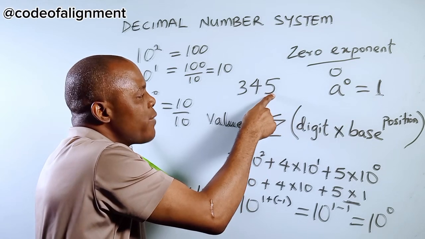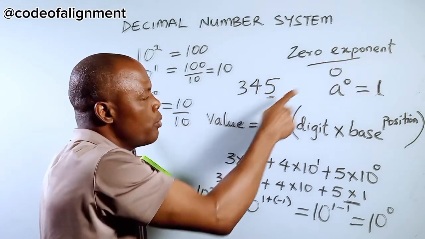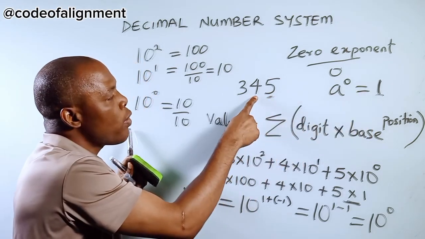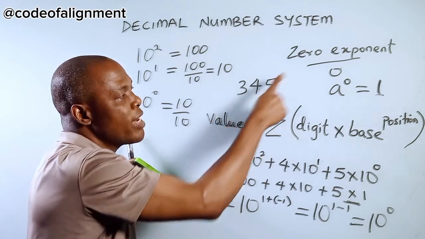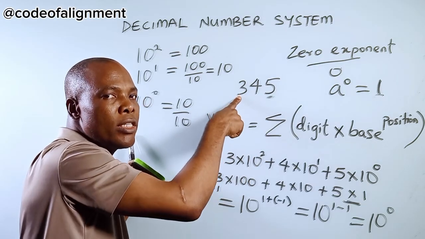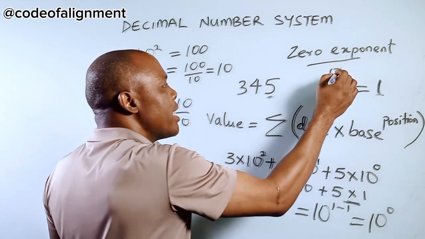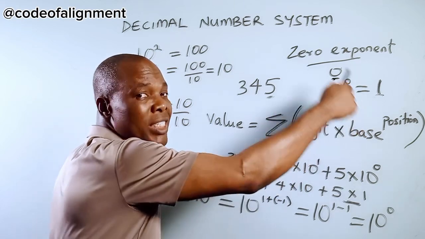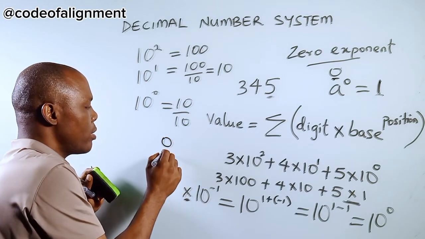So it means that this 5 is 5 units of the reference point, which means 5 units of 1. This 4 is 40 units of the reference point, while this 3 is 300 units of the reference point. So if we did not discover this 0, there is no way we would have been able to determine the anchor point, which is the starting point, which is 1.